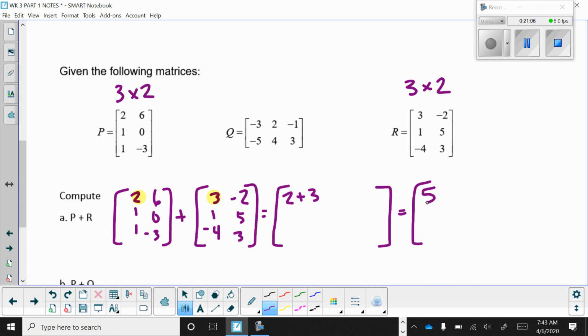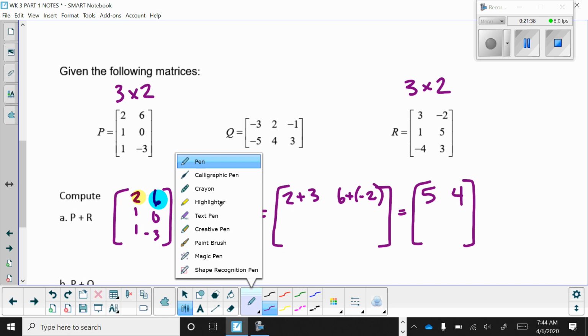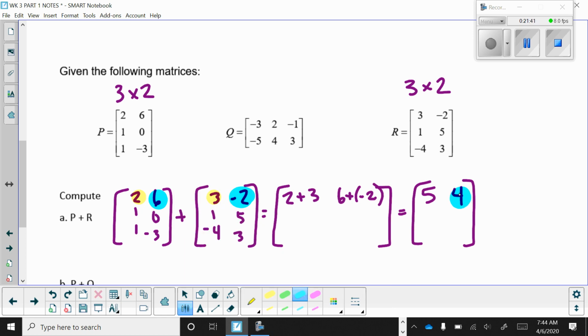And then it doesn't matter which order you go in for the rest of your answers. Like if I just move to the right, to the 6 and the -2, I'm adding that, right? 6 plus -2. That answer is 4. So 6 and -2, that's row 1, column 2 on each individual matrix. That answer is going in row 1, column 2 of my answer matrix. Just like the 5 was row 1, column 1.